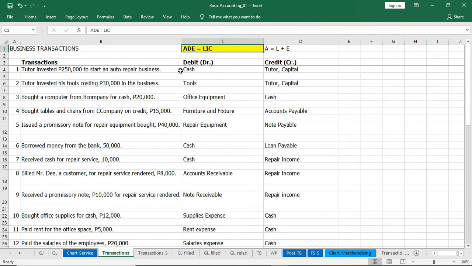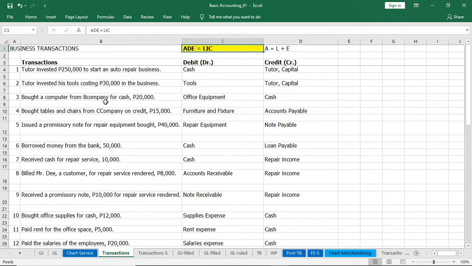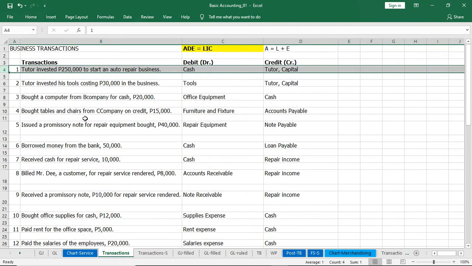Okay? With that out of the way, let's start with some basic transactions sa isang service company. Okay? So, di ba kanina meron tayong chart of accounts na pinakita. So, ang gagamitin natin for the transactions would be itong mga account titles na ito. Kung alin yung applicable.